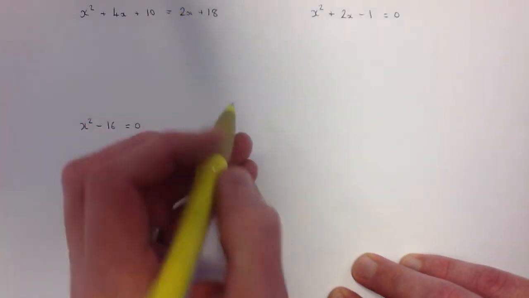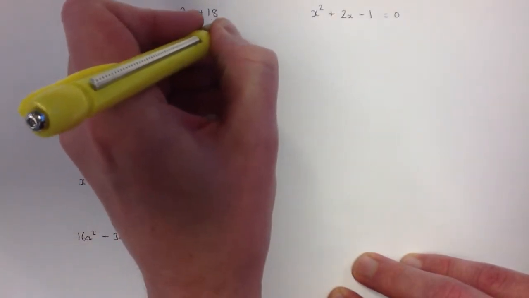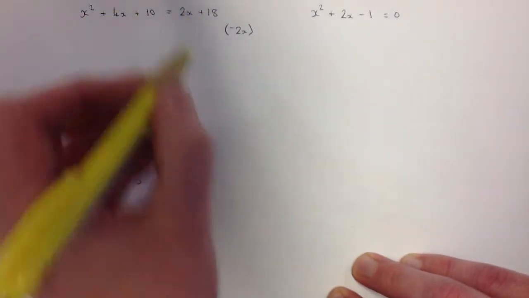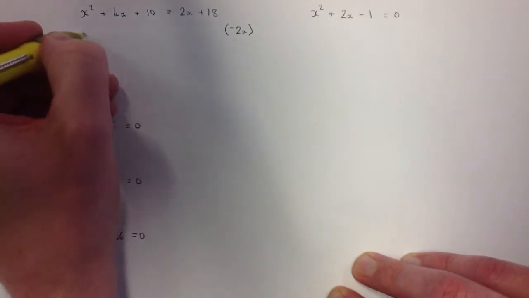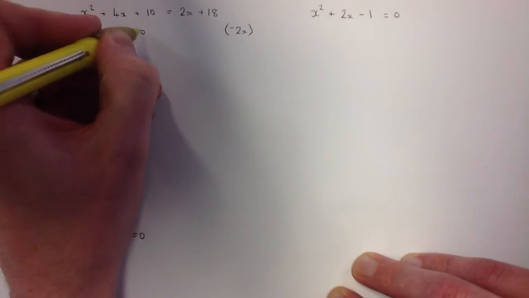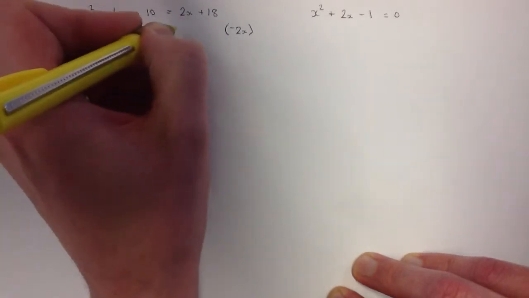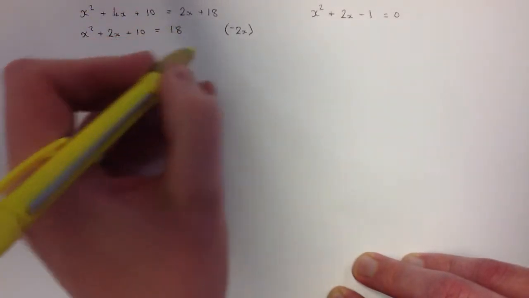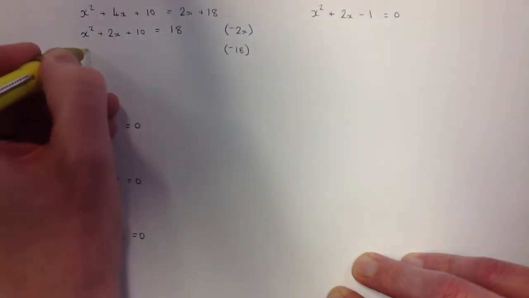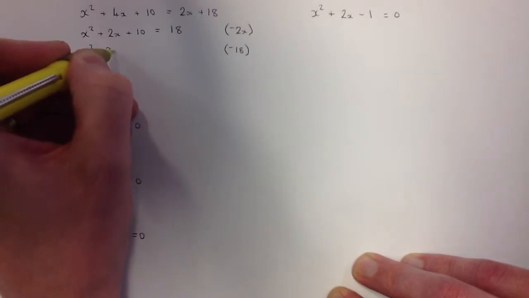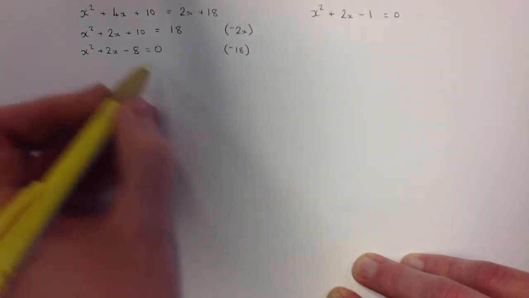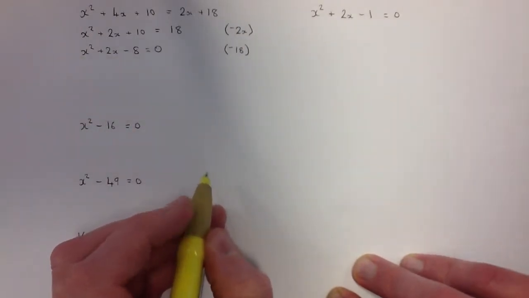So to get rid of this 2x, we need to subtract 2x from both sides. We're not changing the equation in any way, we're just taking the same away from both sides. So x squared plus 2x plus 10, we've got rid of the 2x, so equals 18. We need to get rid of this 18, so we're going to take 18 away from both sides. So we get x squared plus 2x, subtract 8 equals 0. And from this point on, we can treat it as we have before.